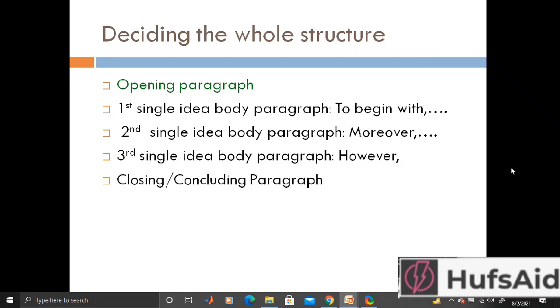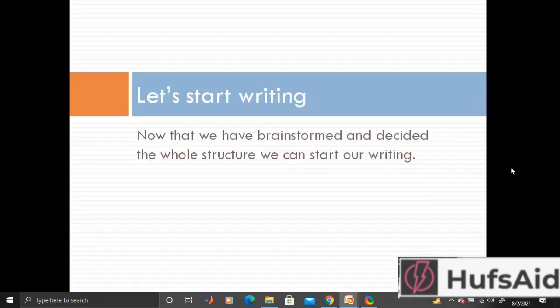You can see here that I have discussed the advantages first, although I had given the disadvantage first in the opening paragraph. This doesn't matter, you can change the sequence. If you want, you can first write the disadvantages and then write the two advantages. In that case you can change the linking words accordingly. Now that we have brainstormed and decided the whole structure, we can start our writing.